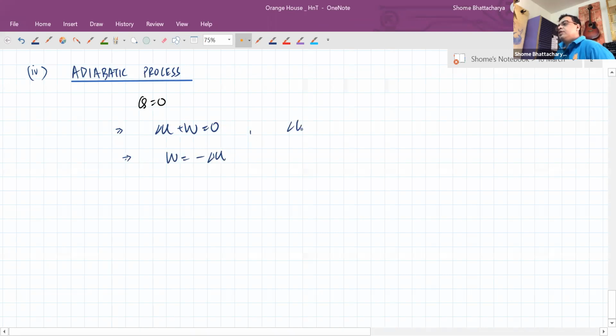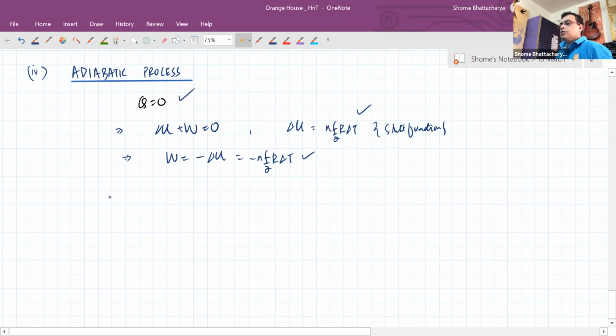Now delta U for any process is given by the standard formula. This is a state function. It has the same formula everywhere. So W here becomes this much. Okay. So these are the three standard quantities: Q, delta U, and W.